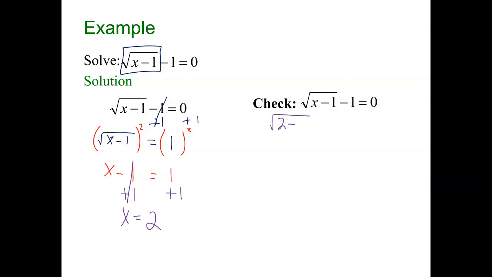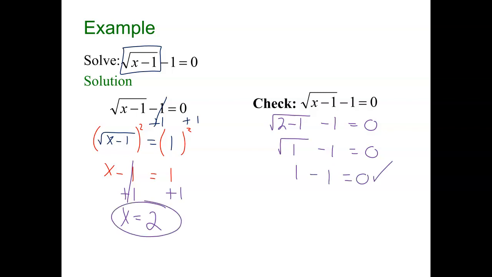Square root of 2 minus 1, minus 1. What's 2 minus 1? What's the square root of 1? Does 1 minus 1 equal 0? So we're good. Other side, other side. Why don't you write that down later, so that way you can focus on this one. 2 minus 1 is 1. Square root of 1 is 1. 1 minus 1 is 0.